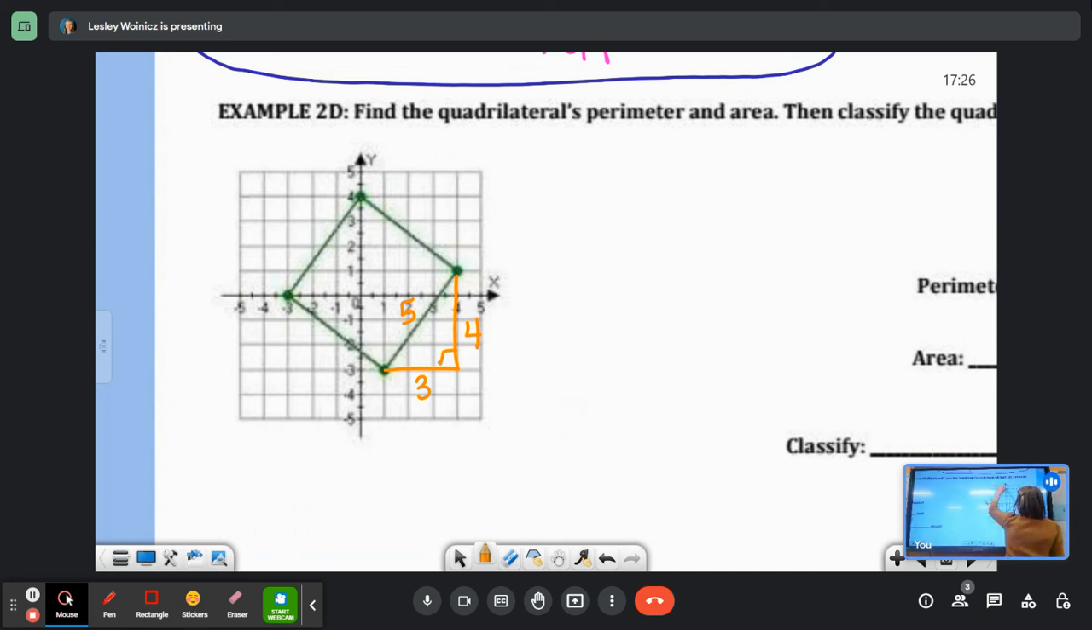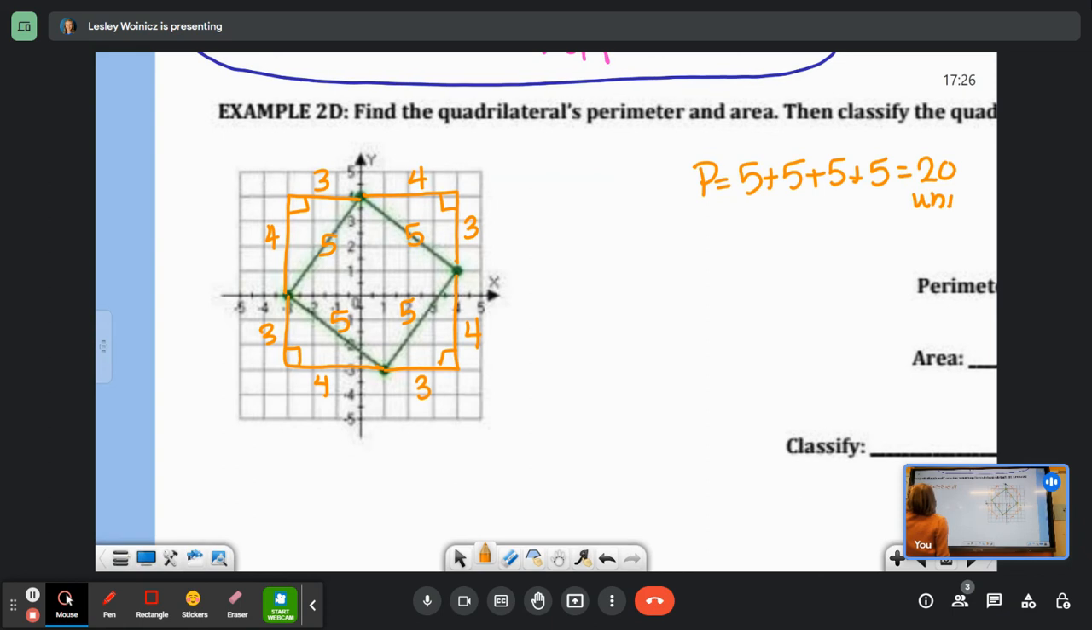So if I look at this one, I have another 3, 4, 5 right triangle. If I look over here, I have another 3, 4, 5 right triangle. And here, another 3, 4, 5 right triangle. Here's my right angle. Sorry, I got a little sloppy. I've got a perimeter of 5 plus 5 plus 5 plus 5 equals 20 units.